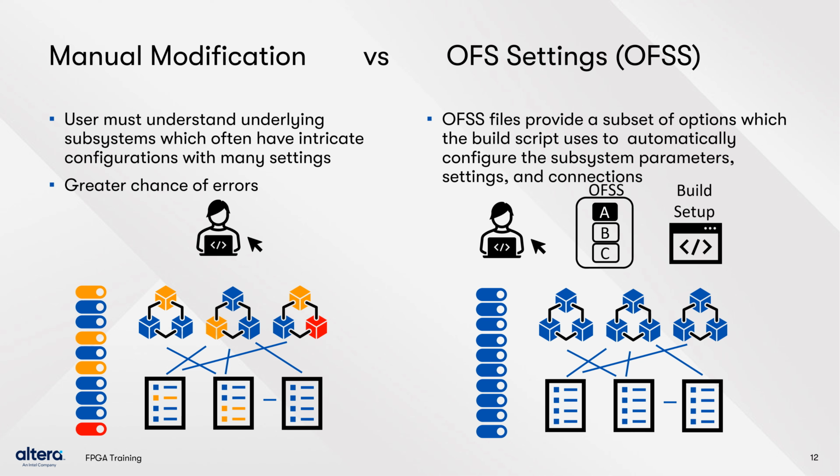When using OFS settings files, you can select from a subset of commonly used configurations, which the build script uses to automatically configure the subsystem parameters, settings, and even connections within the OFS design. This can significantly reduce your design time, as you can spend less time configuring subsystems and more time developing your workload. It also reduces the chance of errors and bugs in the design.